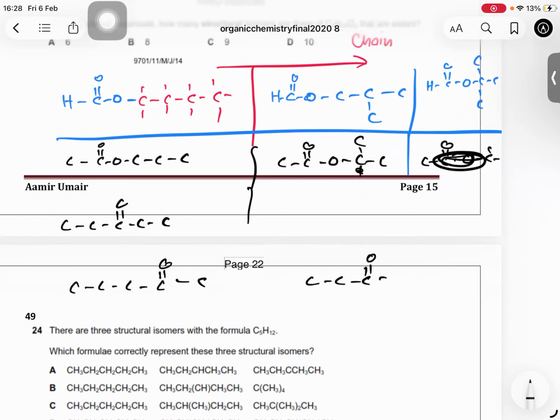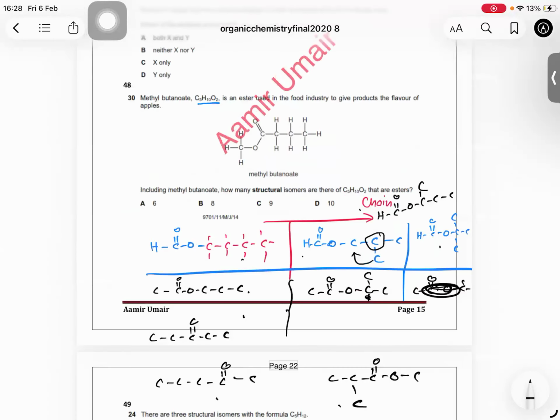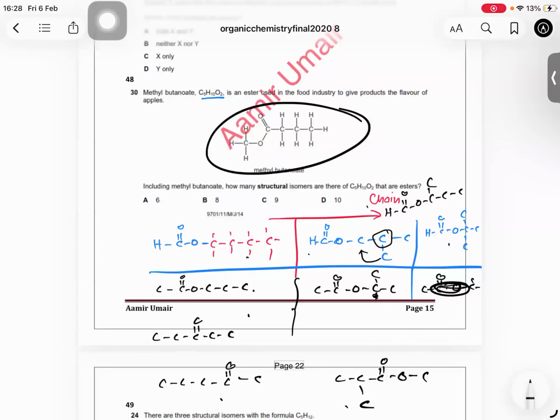So let's see, this makes 8. So 1 more, I believe. Yeah, this one. This one can also change position, right? If I put the carbon on this side. So 9. So HCOO and then 1. Now count 1, 2, 3, 4, 5, 6, 7, 8, 9. But you have to subtract 1, this one. So 8 is the right number.